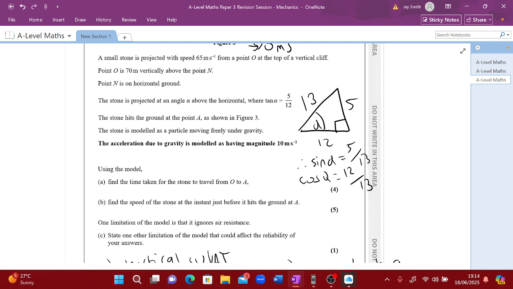An approximation value for G was used. The dimension of the stone could affect its motion. Because it's a particle, you're assuming there's no dimension, but actually there would be. The spin of the stone, no idea what that is. G is 10 instead of 9.8 have been used. G was assumed to be constant. So again, acceleration was constant, but it could vary. The wind effect and the shape of the stone.